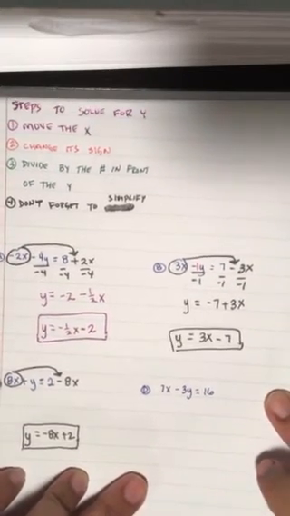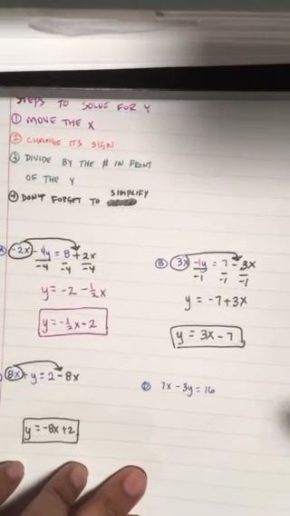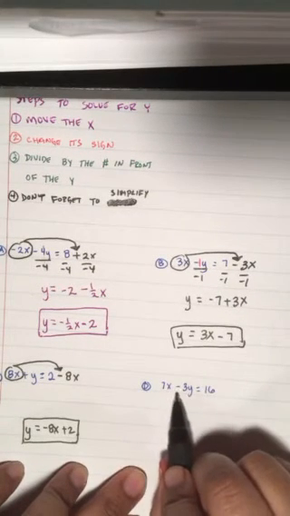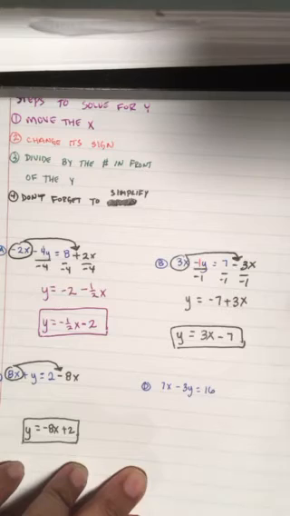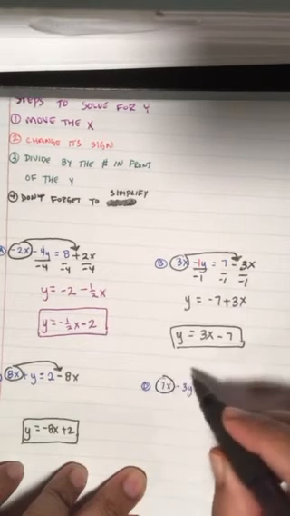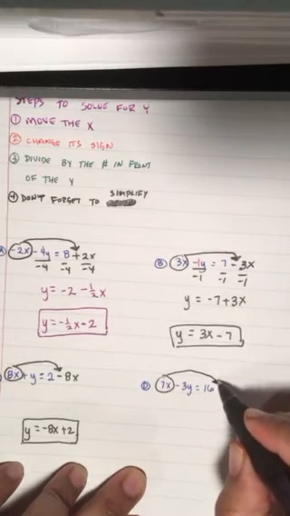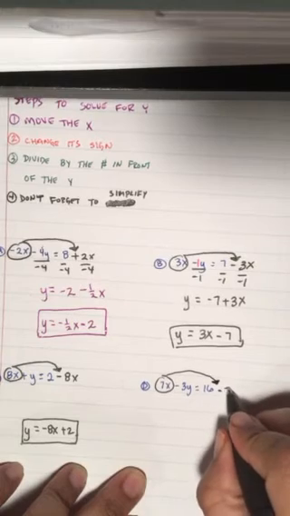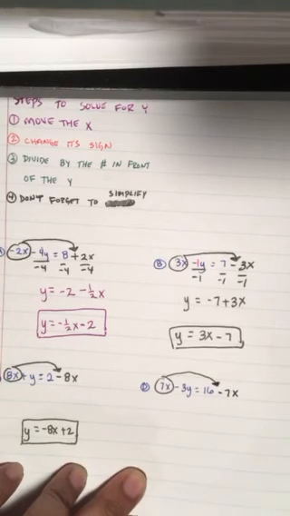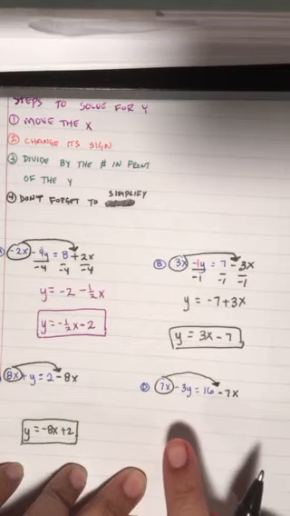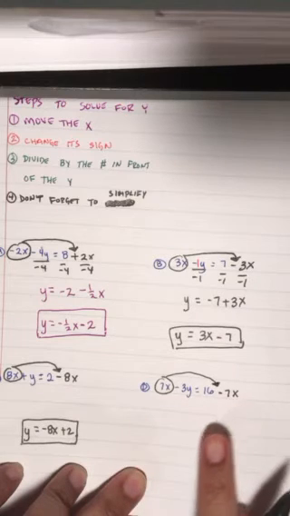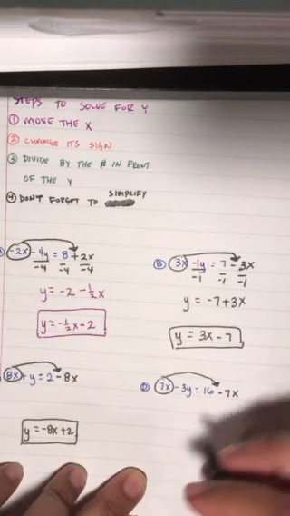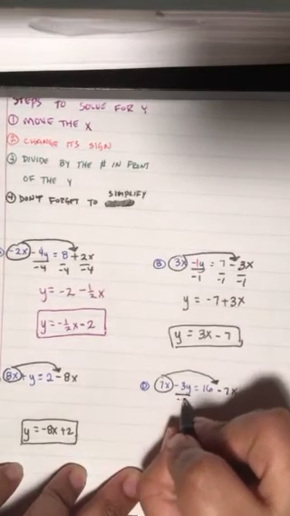Okay, so first step, move the x. So 7x minus 3y is equal to 16. It's a positive 7, so I need to move it to the other side. So really I have a negative 7x. So I moved it, I changed its sign. Now I have to divide by the number in front of the y. Well, the number in front of the y is negative 3.